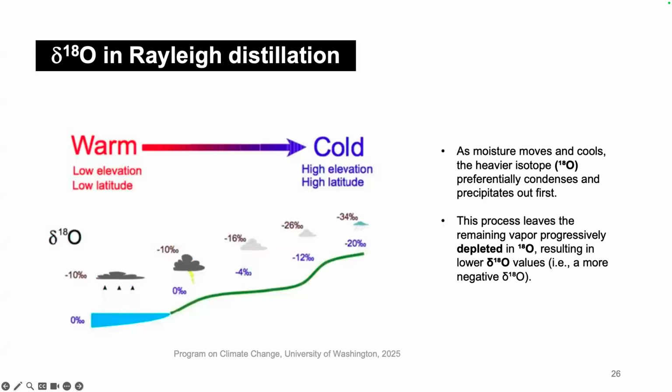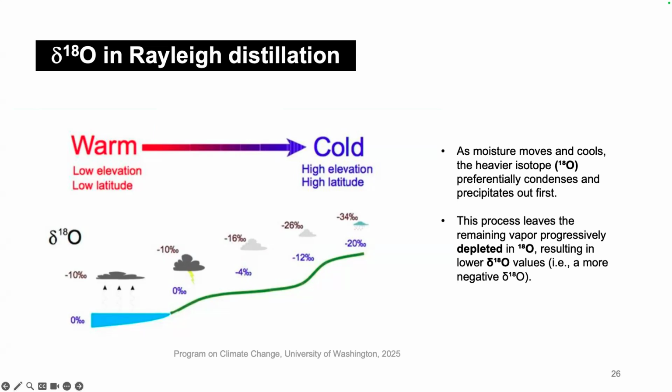Rayleigh distillation plays a crucial role in shaping the isotopic composition of precipitation across the Andes. As moist air masses rise over the mountains, progressive fractionation occurs, leading to the depletion of heavy isotopes, 18O, in precipitation.